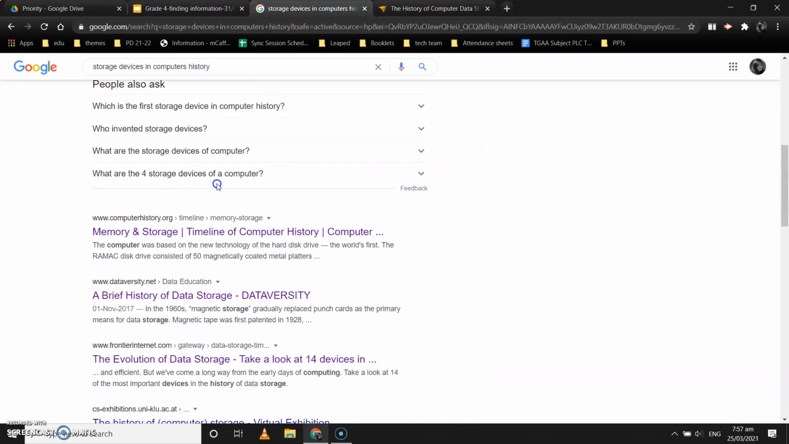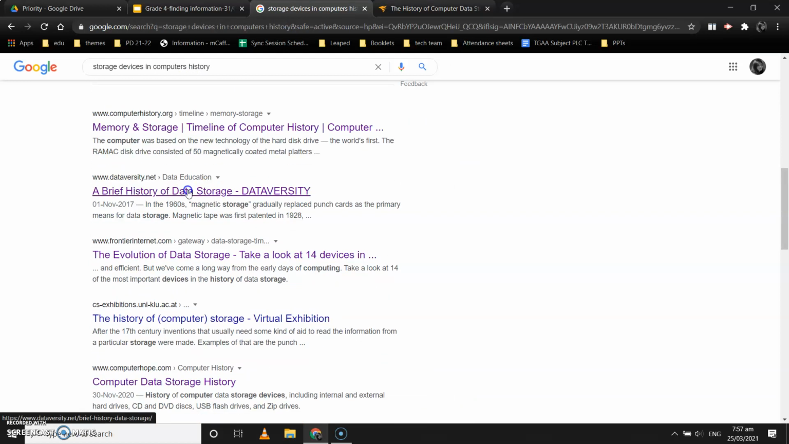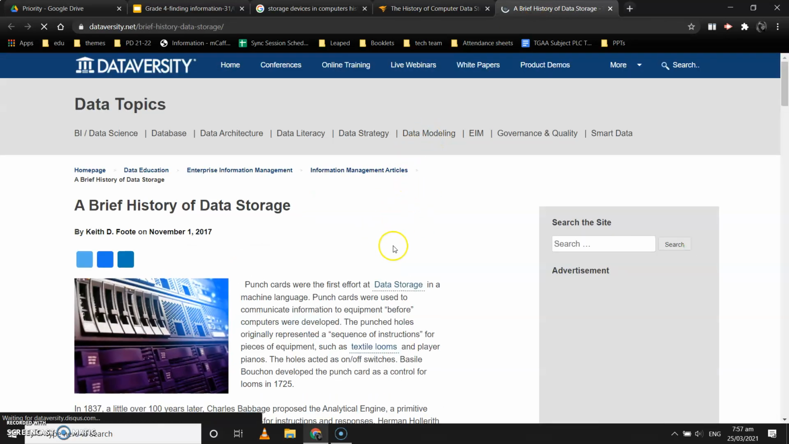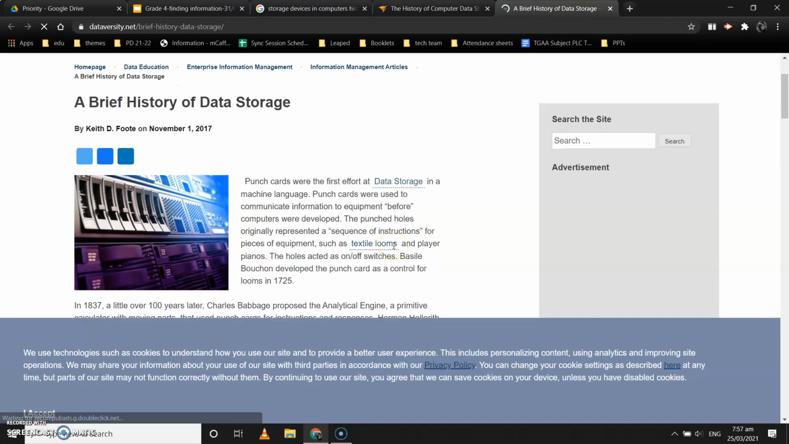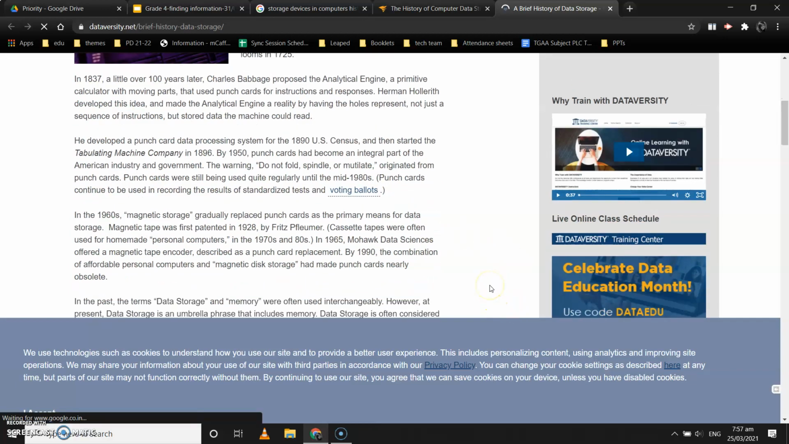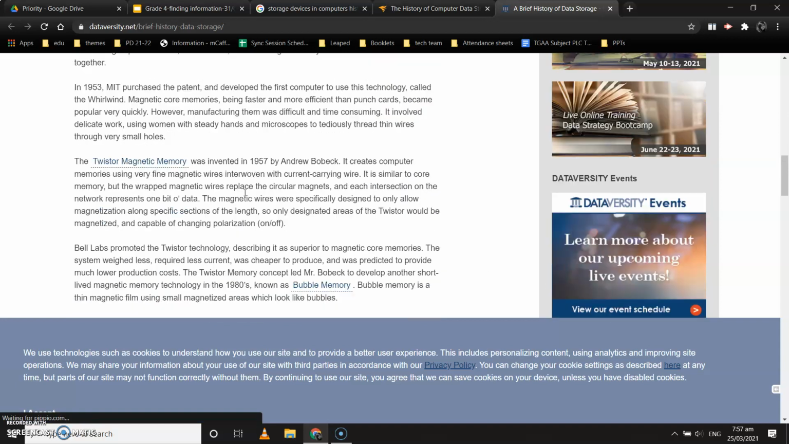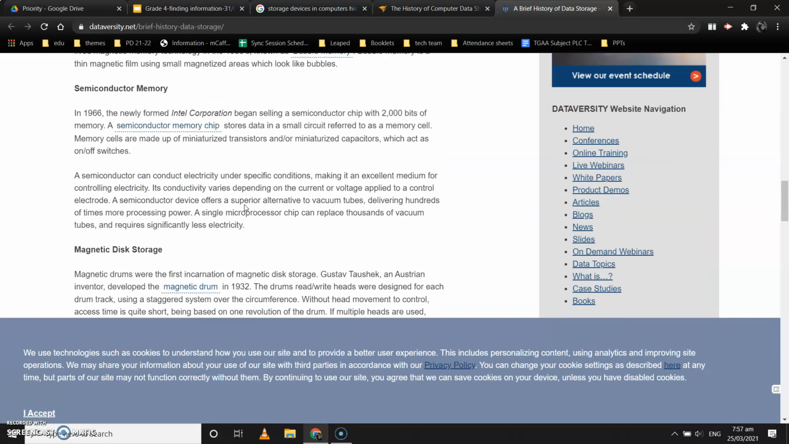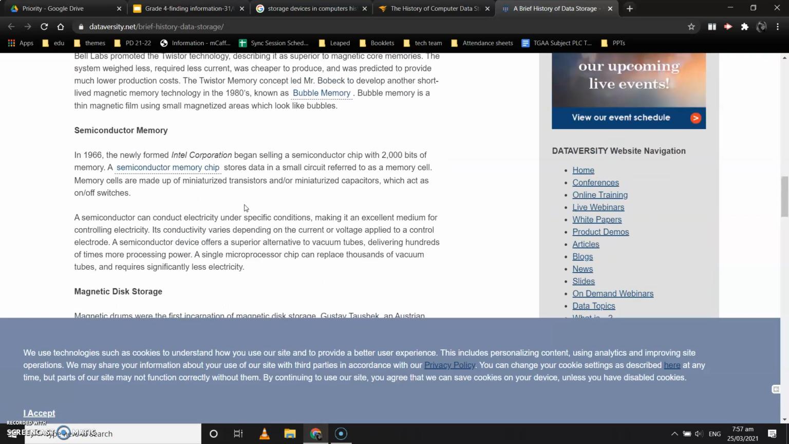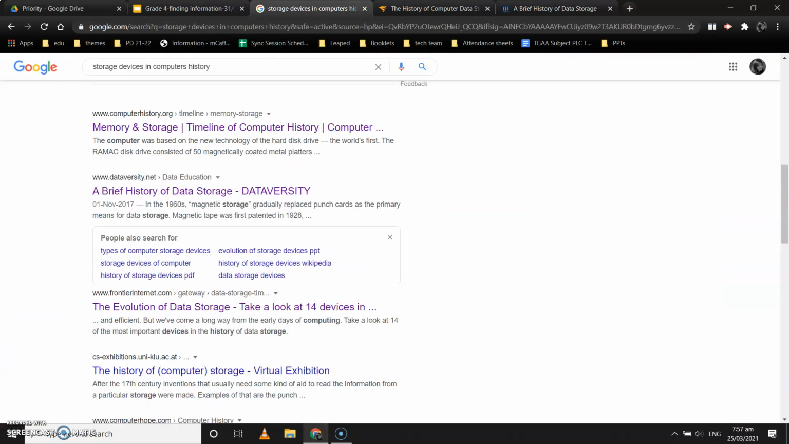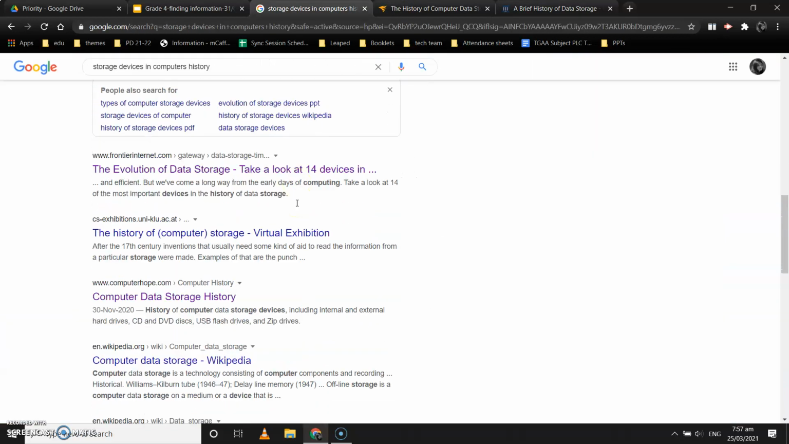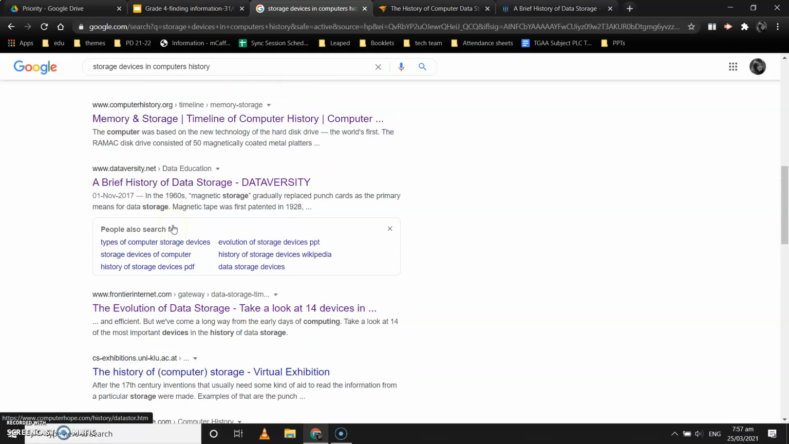Let's see. Okay, we have this website. Let's see what we have on this. There are so many different things that are given over here. You can see from here also, read certain things. Just pay attention to the years. If the year suits your time period, then you can select that storage device and write information about it in your book. You can also check this one.